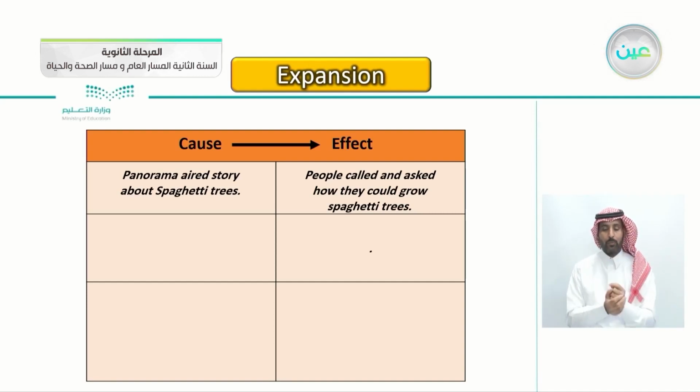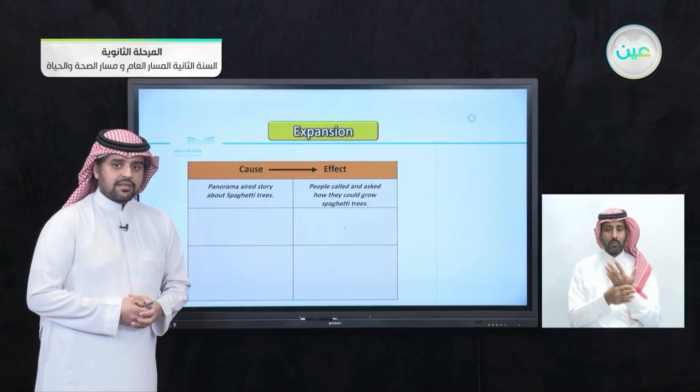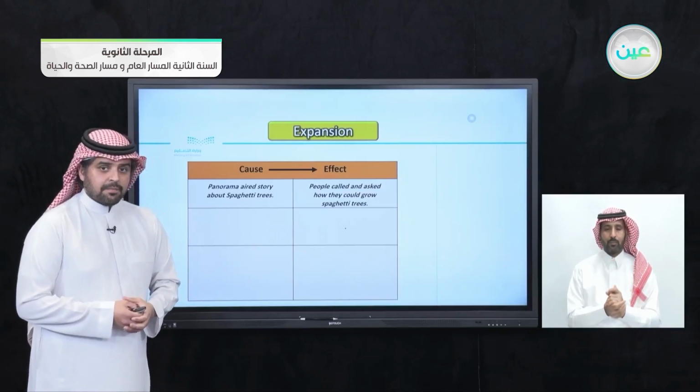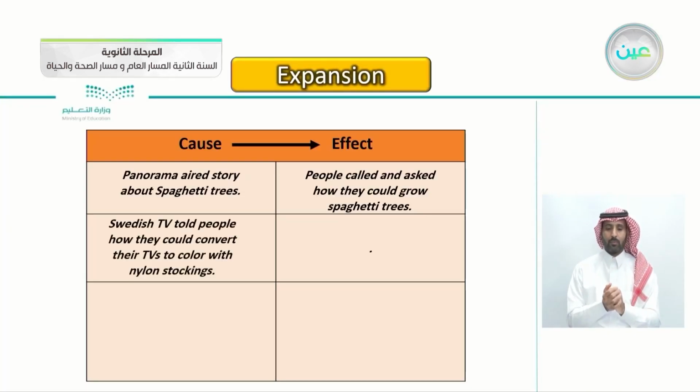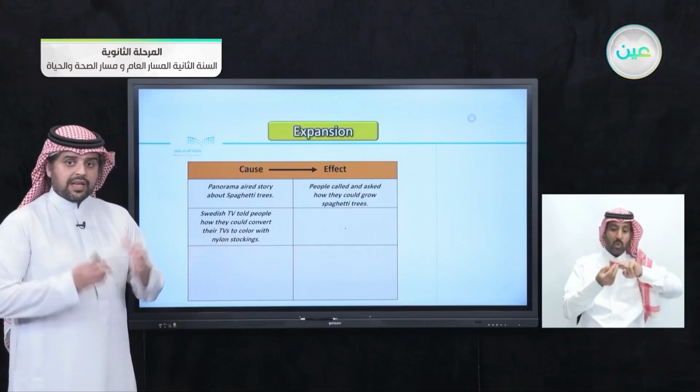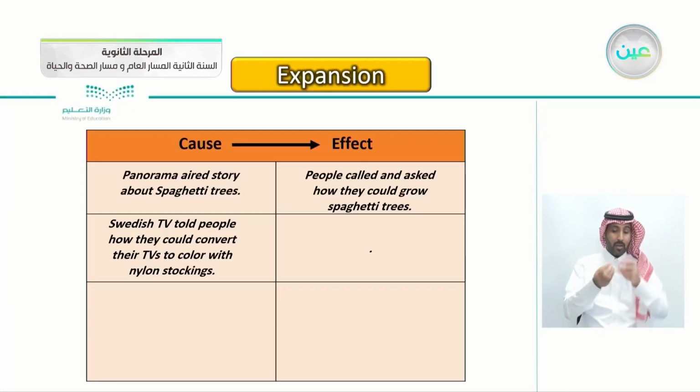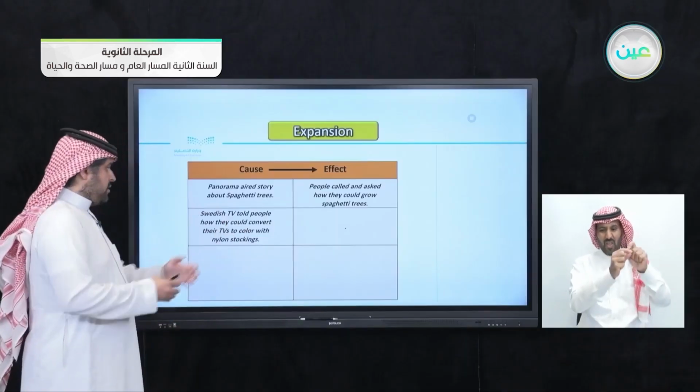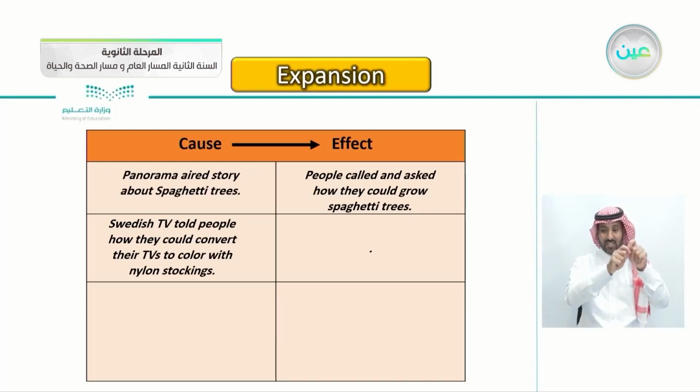Very good. So give me another cause here. Another cause. Very good. Yes, the Swedish TV told people how they could convert their TVs into color with nylon stockings. Of course, this was in the 60s, where there were black and white TVs, and the Swedish TV told people to put nylon on the TV to become colored TV.